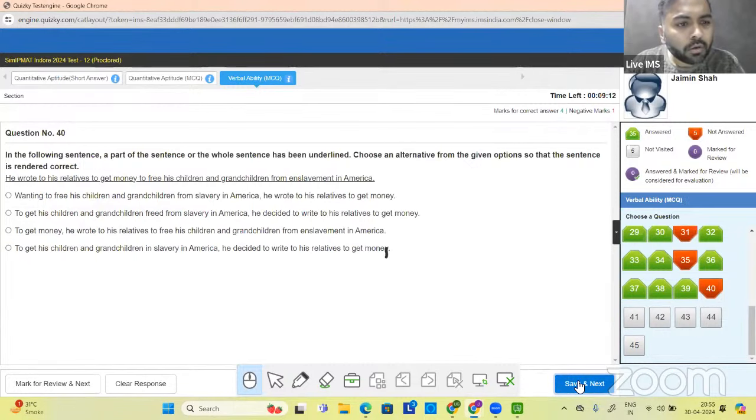He wrote to his relatives to get money to free his children and grandchildren from enslavement in America. Wanting to free his children and grandchildren from slavery in America, he wrote to get his children and grandchildren free from slavery in America. He decided to get money. He wrote to his relatives to get his children, grandchildren. To get his children is a joke. So it is the first option.